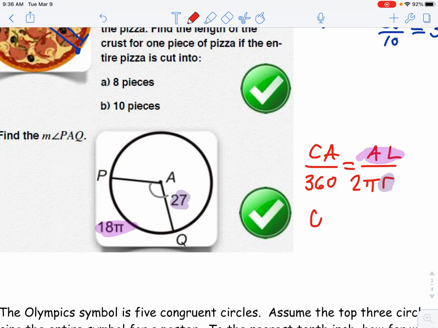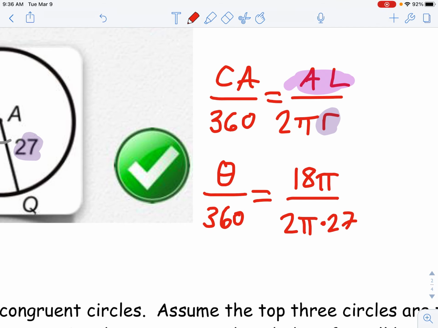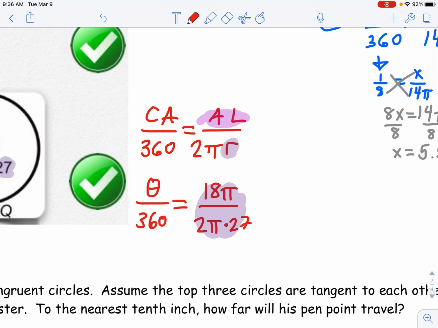All right, so I'm going to carefully plug in everything. I'm going to call the central angle theta over 360. Arc length is 18 pi, and we have 2 pi times 27. All right, and there's actually a lot of simplification that can go on right here. The pi's cancel out. Then I have 18 over 2 times 27, which is 54, which actually just simplifies to 1/3. So complete chaos, 18 pi over 2 pi times 27. Fun fact is that simplifies to 1/3.